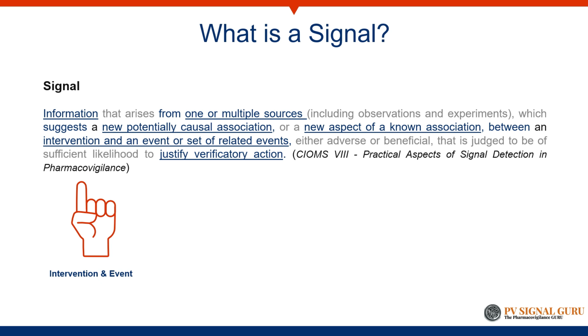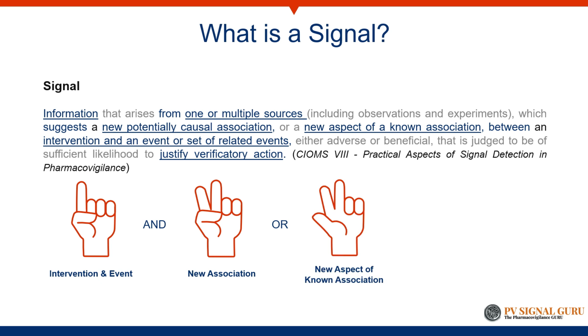In addition to intervention and event, we need to have a new association, an event with a product which was not known earlier, or a new aspect of a known association. That is, a new characteristic of a known adverse event. And these justify a verificatory action. In simpler terms, a signal is identified when new information about a product raises enough concern to warrant further investigation. It's essentially a red flag that prompts us to dig deeper into potential safety concerns or benefits.